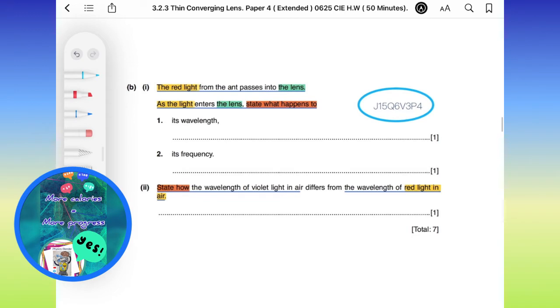The red light from the ant passes into the lens. As the light enters the lens, state what happens to the wavelength and frequency. Refraction takes place, and as we said in refraction, according to the wave equation, the frequency is constant, unchanged. But if the light enters the glass lens, what happens to the speed? Speed decreased and the wavelength accordingly decreased. They are directly proportional if the frequency is constant.